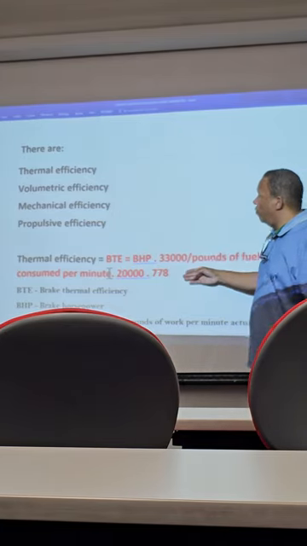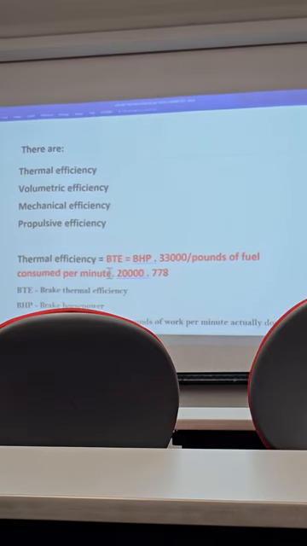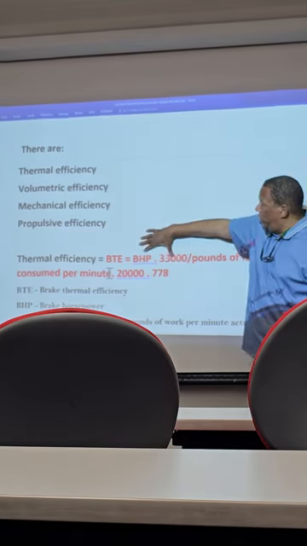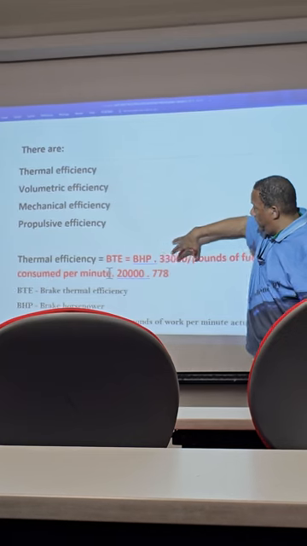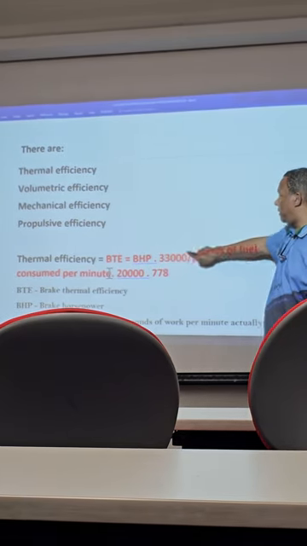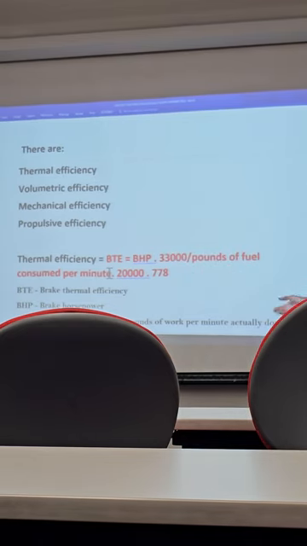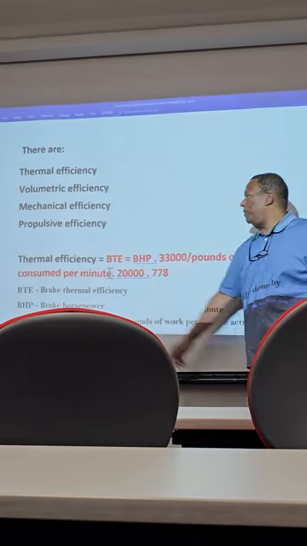That means when you multiply everything here, you realize that the fuel consumed by the engine has the capability to produce a certain amount of foot-pounds of work. This is potential, but in reality, what it produces is this one, the multiplication of brake power by this. Then when you compare, you make the ratio, you calculate the thermal efficiency.